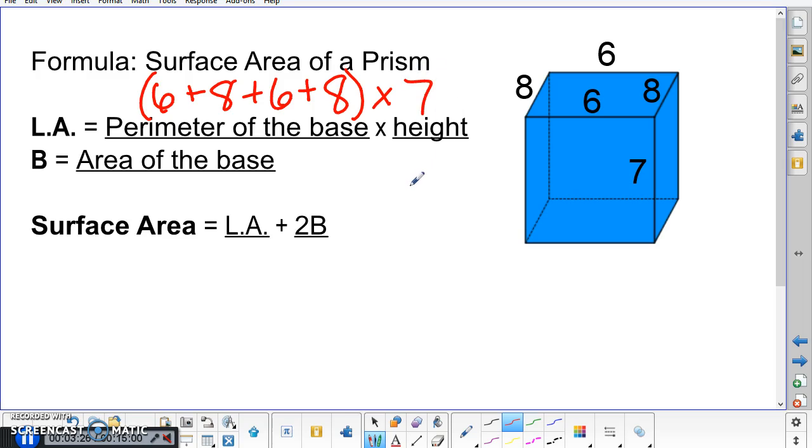Once we find the lateral area, then we need to find the area of the bases. So remember, this is a base right here. 6 is parallel to this side, 6. 8 is parallel to this side, 8. So to find the area of the base, 6 times 8. Our final step to find the surface area would be to find this lateral area, put it here, and then add the base, 48, times 2.